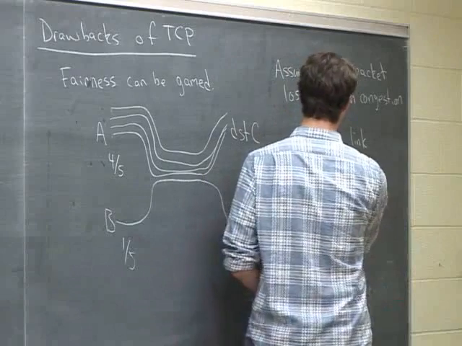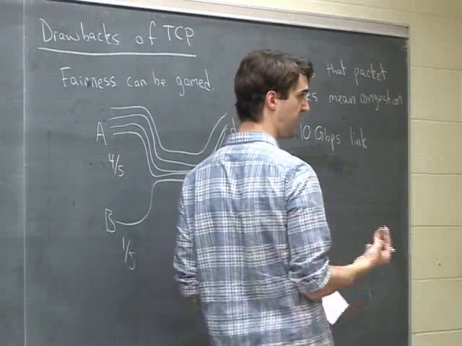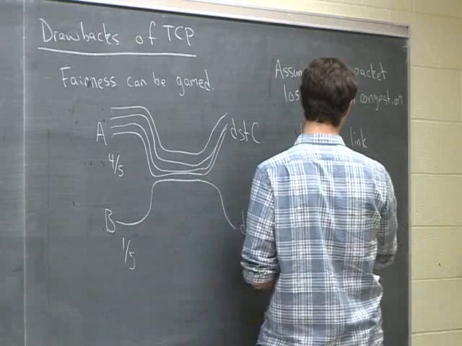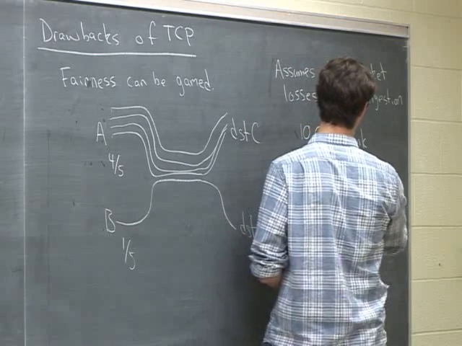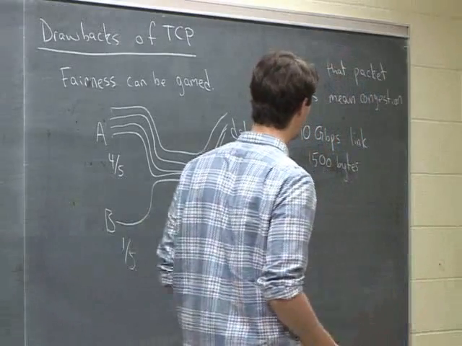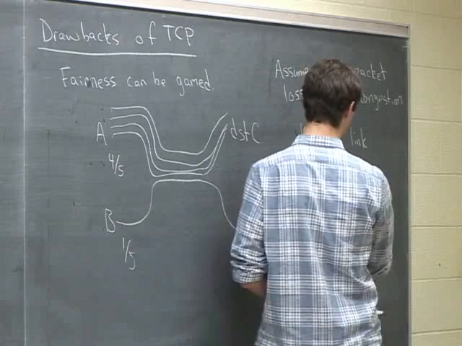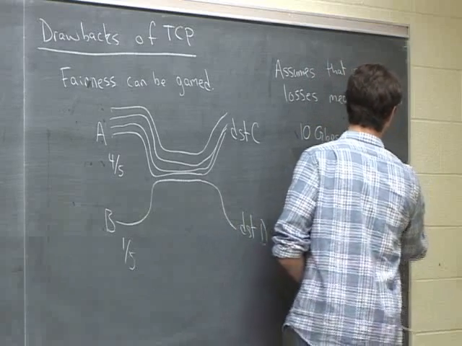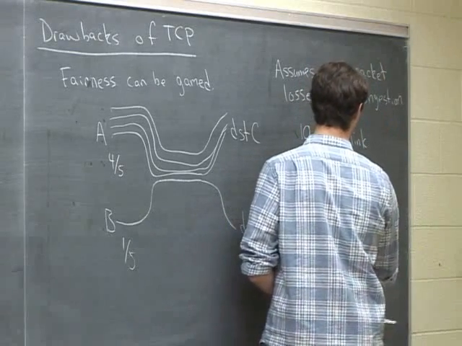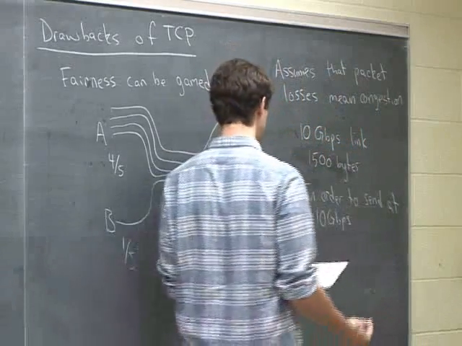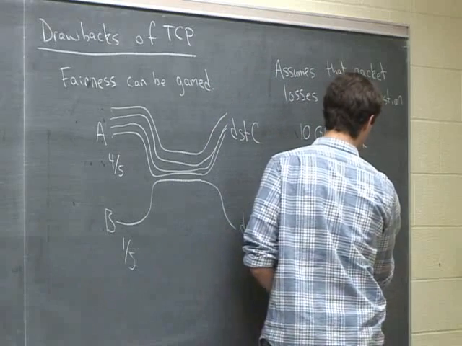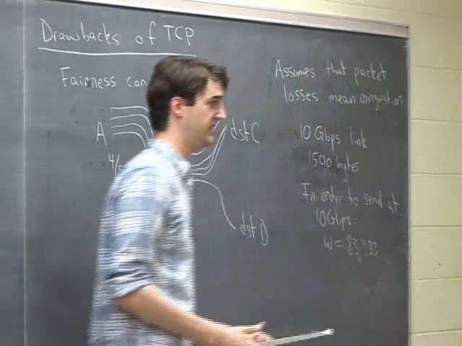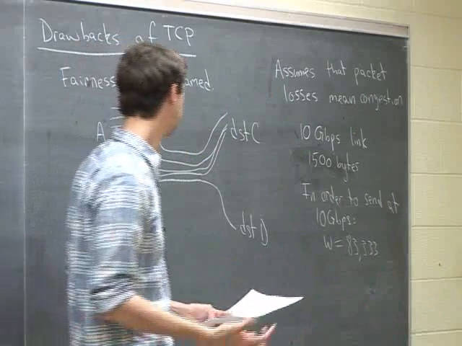And so, because of this very high rate, any packet loss causes you to drop your window significantly, right? So let's assume we have this 10 gigabit per second link, and let's assume that each packet holds 1,500 bytes. All right, so in order to maintain a 10 gigabit sending rate, our window size needs to be huge. It actually needs W to be equal to 83,333. All right. So we need a very, very large window size.